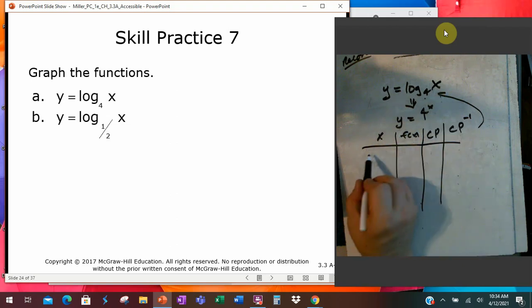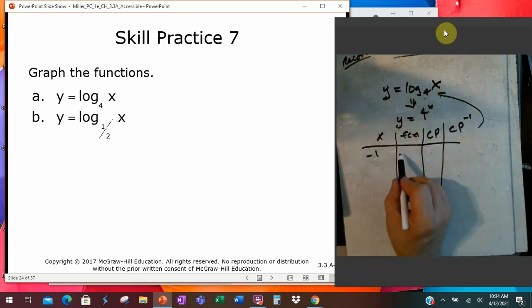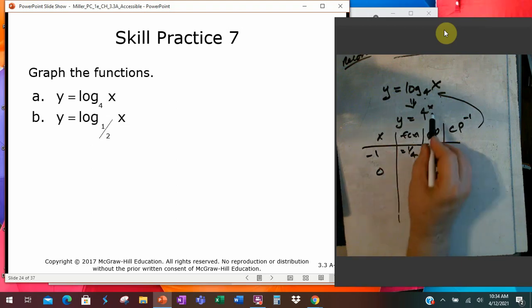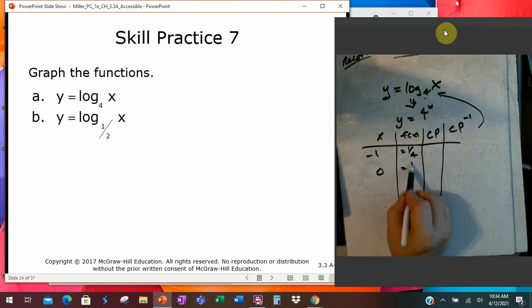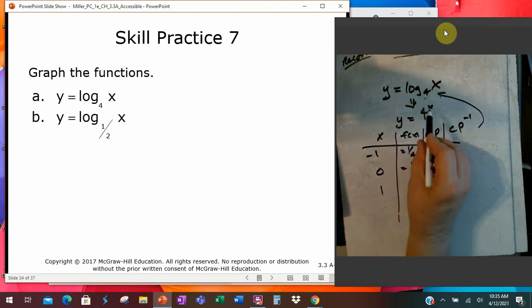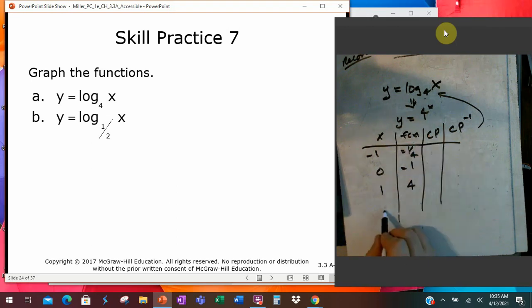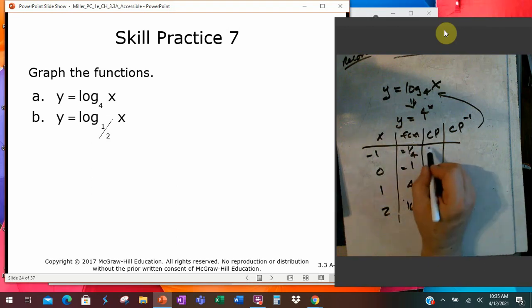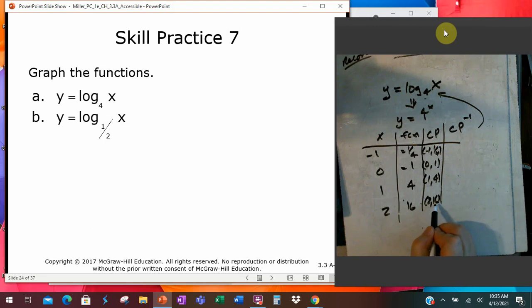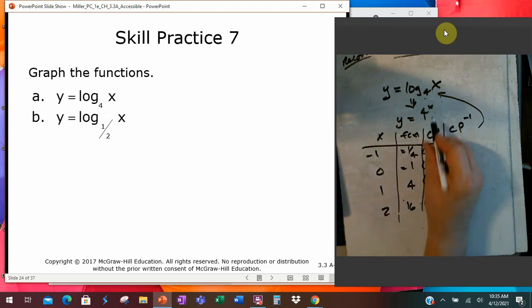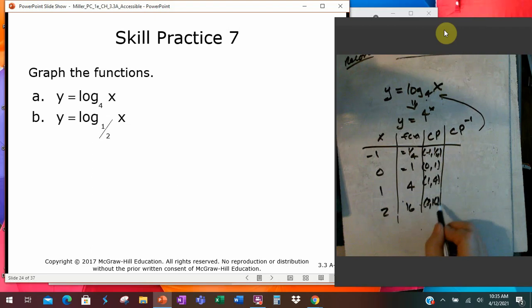Okay, so x, let's go negative 1, that's easy. 4 to the negative 1, that's just 1/4. 0, 4 to the 0, that's just 1. 4 to the 1, there's 4. And then 4 squared is 16. This looks like (negative 1, 1/4), (0, 1), (1, 4), (2, 16). Because it's 4 squared, 4 times 4 is 16. Make sure I got this right.